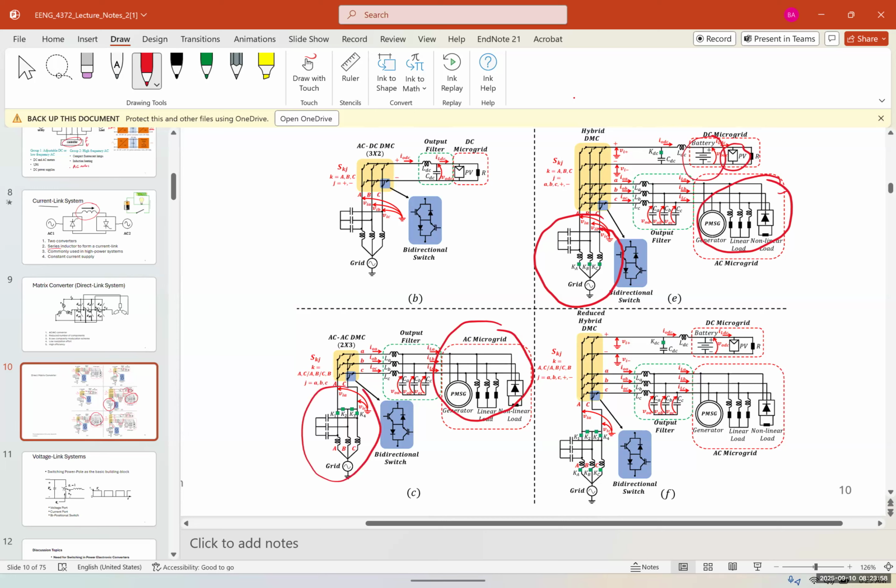And then you have an AC to AC DMC, which is the direct link that we have, direct link with the matrix converter. And then we have a reduced hybrid system, which again, we have the DC microgrid, AC microgrid, and the grid itself.